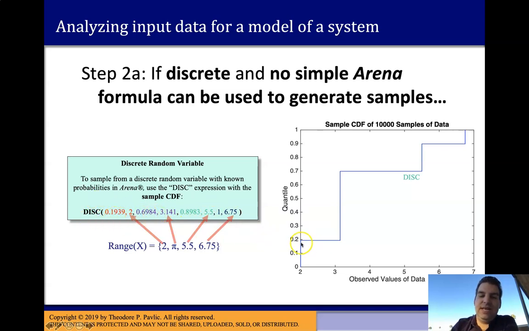So notice this is like in my empirical cumulative distribution function, the level of each step corresponds to the odd arguments here. So 0.1939, that's right here. 0.6984, that's here. 0.8983 is here, and then 1.0 is up here. So there, I've got 4 outcomes, 4 cumulative probabilities. I can enter that directly into Arena, and Arena will then be able to draw random outcomes that have the same frequency distribution as my real data.